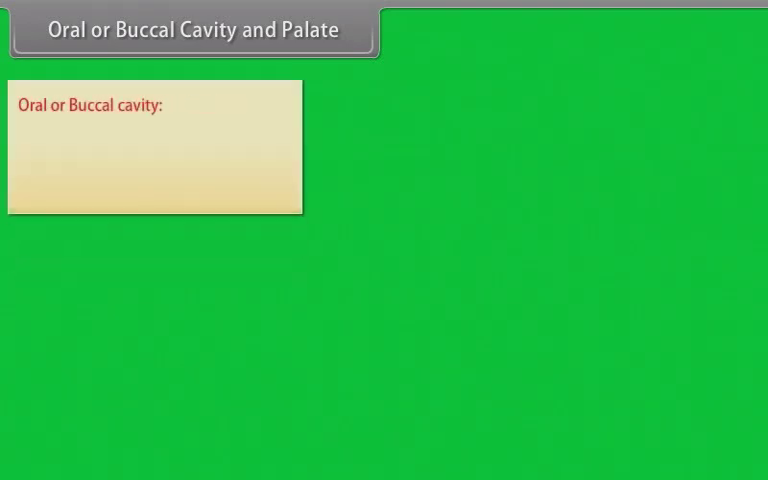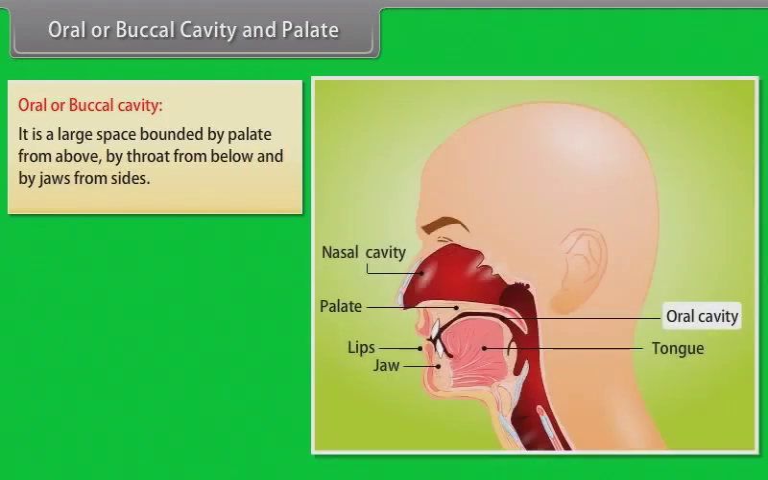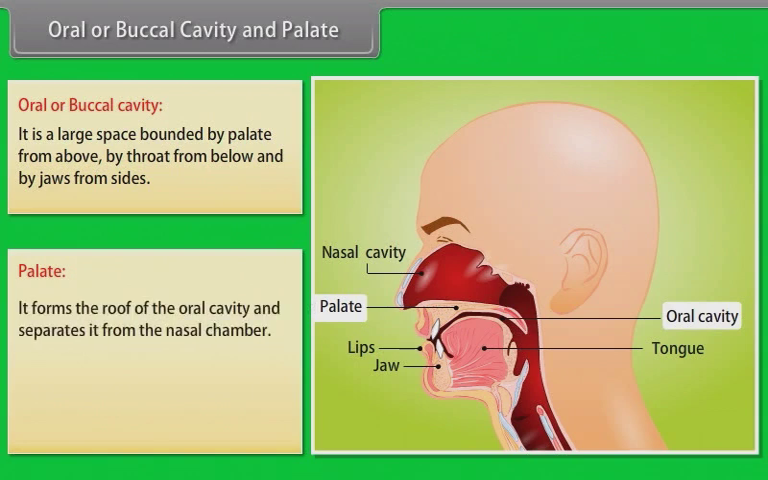Oral or buccal cavity and palate. Oral or buccal cavity: it is a large space bounded by the palate from above, by the throat from below, and by jaws from the sides. Palate: it forms the roof of the oral cavity and separates it from the nasal chamber. It is divided into two parts, the hard palate and the soft palate.